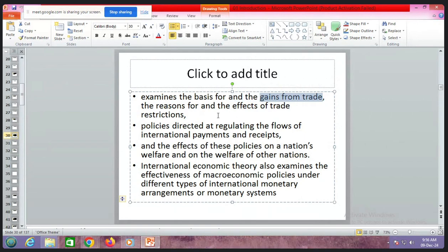So we are trying to find out these. Then when we go to the third module, third and fourth module, we are looking at what happens when there is trade restrictions, the policies that are directed at regulating the flow of international payments and receipts, and how it affects the nation's welfare and welfare of the other nations.